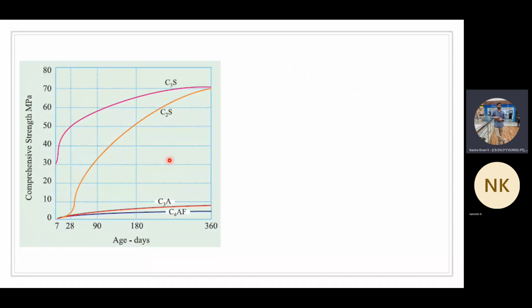Now here, this graph talks about the role of the Bogue compounds in attaining strength in the cement. Now, C3S is playing a major role in attaining strength in the cement. Can you see the graph here? On the y-axis, you have the compressive strength. On the x-axis, you have the number of days, or age of the concrete. As the age of the concrete increases, the compressive strength due to C3S also increases.